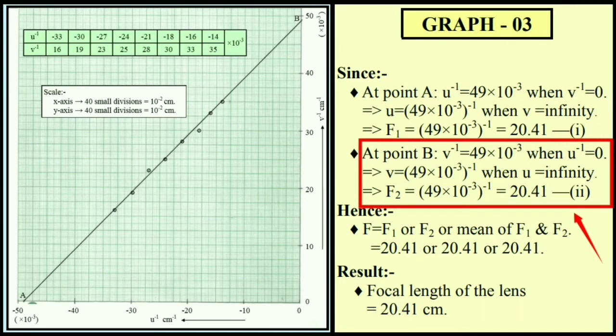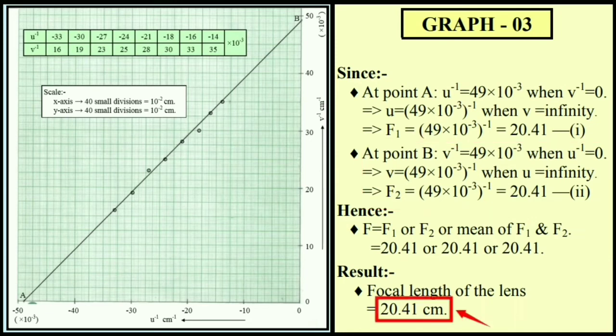Hence, f, the focal length of the lens, is 1 divided by 49 into 10 to the power minus 3, and that is 20.41. Hence, this graph gives the focal length of the lens 20.41 centimeter.